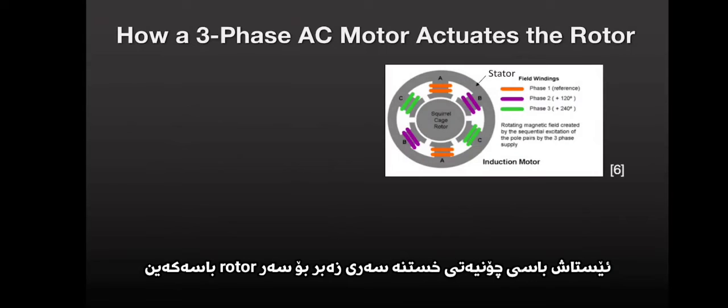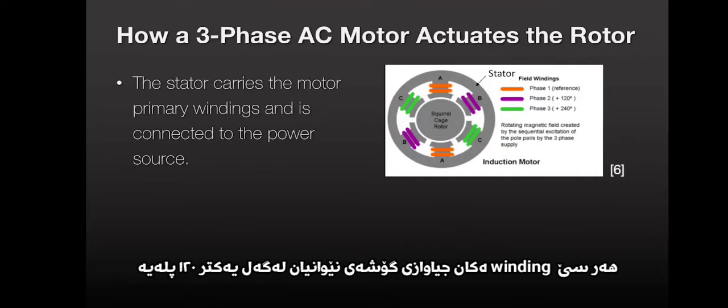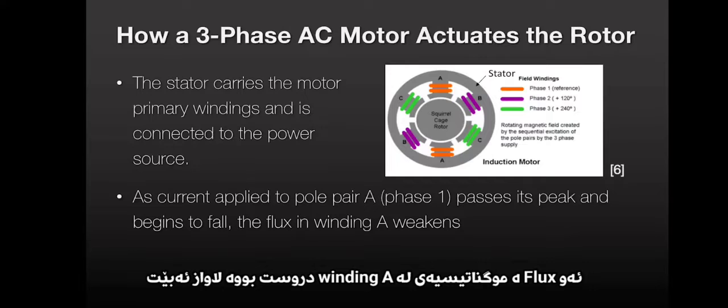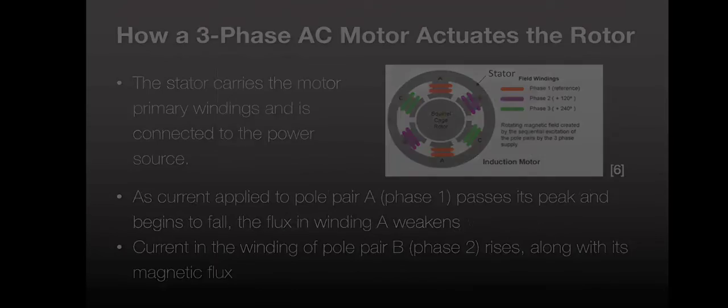Let's go through how torque is applied to the rotor. The stator carries the primary windings, and its windings are directly connected to the power source. The three field windings are out of phase by 120 degrees with each other. As current applied to pole pair A, in other words, phase 1, passes its peak and begins to fall, the magnetic flux induced in winding A weakens. Current in the winding of pole pair B, in other words, phase 2, rises along with its induced magnetic flux.